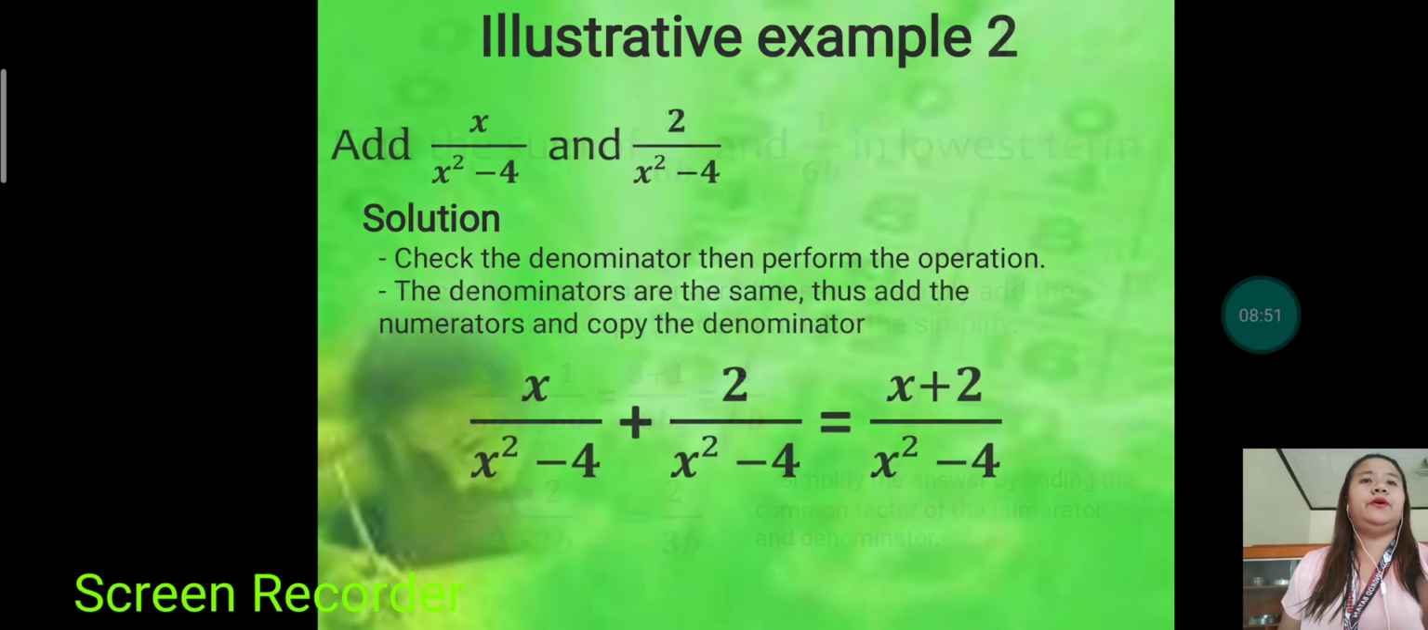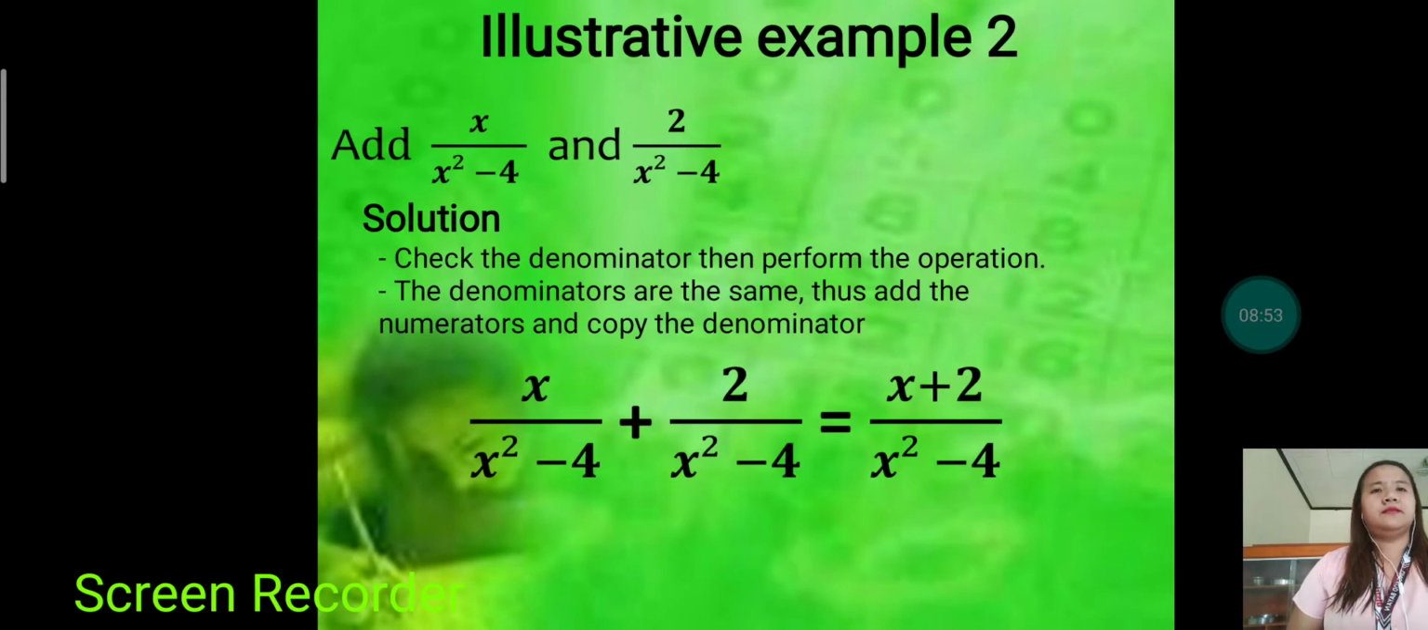So, another example is add x over x squared minus 4 and 2 over x squared minus 4. So our example 2 is also a similar rational algebraic expression. But as you can see, the denominator is an example of a binomial, and in our factoring, x squared minus 4 is an example of the difference of two squares.